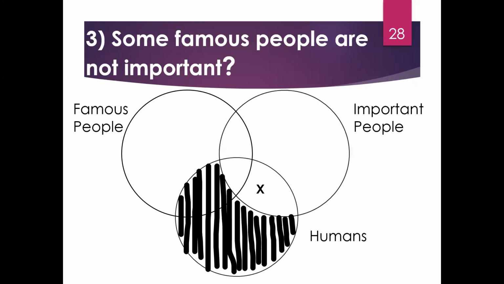And then our conclusion is some famous people are not important. Well, we have an X outside of the category of famous people, but we don't know if there exists some famous people that are not important. We don't know if there's an X in that larger area of the subject circle. So again, we can't draw that conclusion. So that argument is invalid.